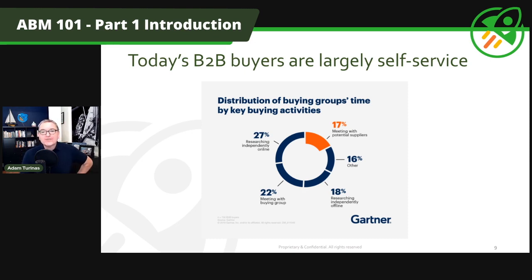And what it shows is where buying groups spend their time over a buying cycle. And the depressing thing is they only spend 17% of their time actually speaking with potential suppliers and vendors. The rest of the time is spent doing research on their own or talking amongst themselves. So as a marketer, the biggest challenge is how do you engage with them when they're in that 83% of the time not talking directly to you or your competitors.